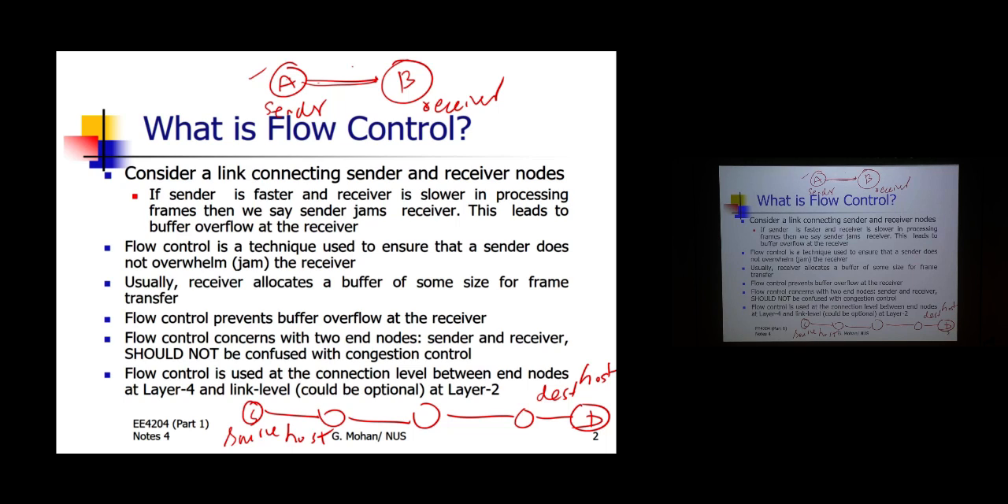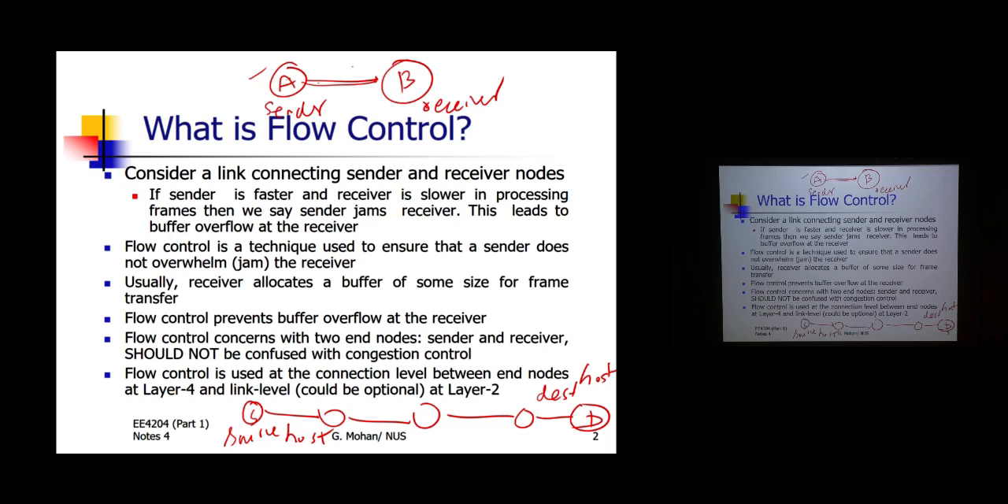If A can transmit 1000 frames per second, all these 1000 frames can be carried by the link bandwidth, the link capacity. There's no problem. So all 1000 packets reach B safely, through a link or a connection.